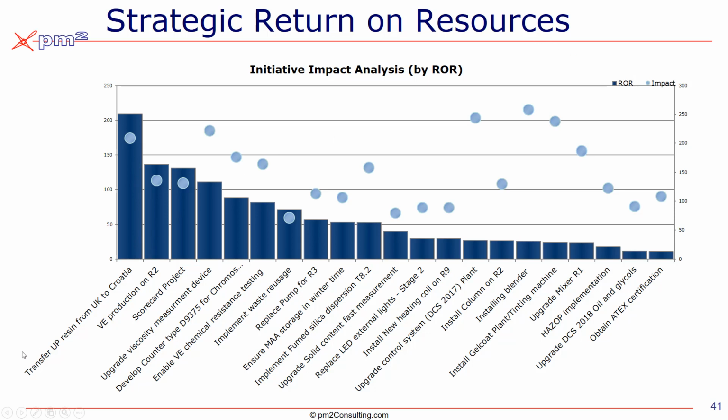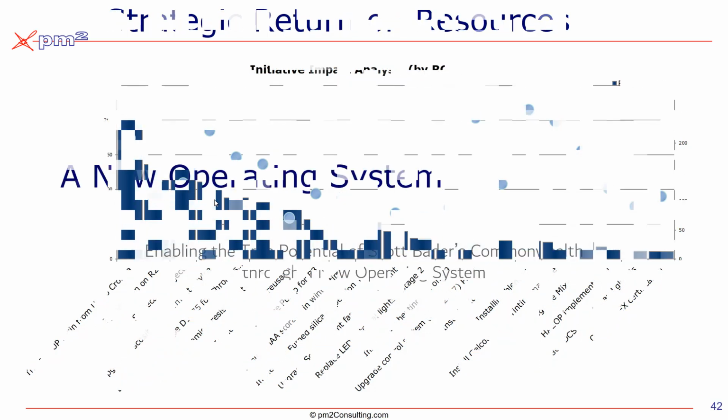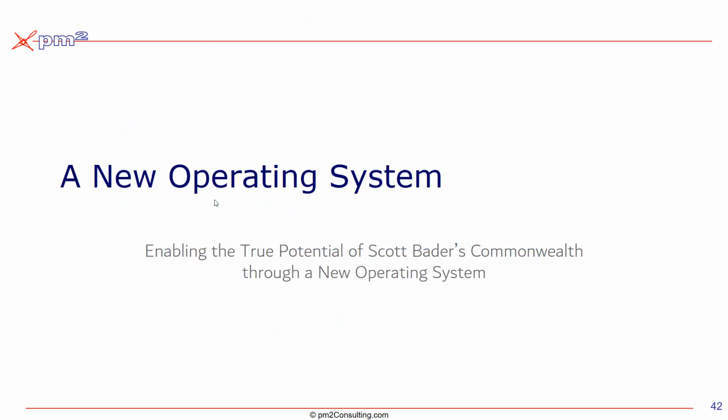So in this case, transferring the resin from the UK to Croatia is going to give us the best payback and gives us pretty reasonable benefits. In other cases, we can find a lower return on resources, but a higher impact. So this allows us to choose which projects make sense for us to invest in this year. All of this begins to underpin a new operating system.